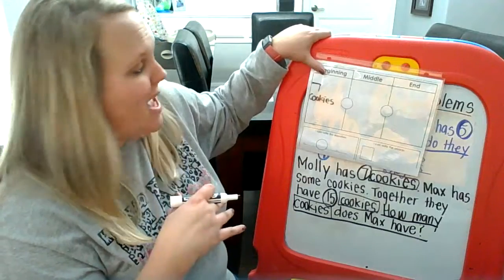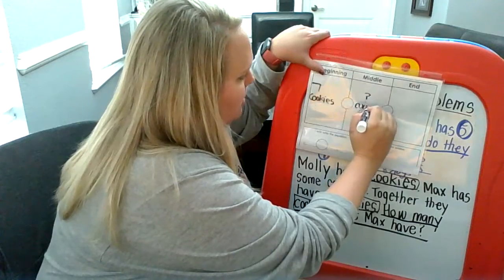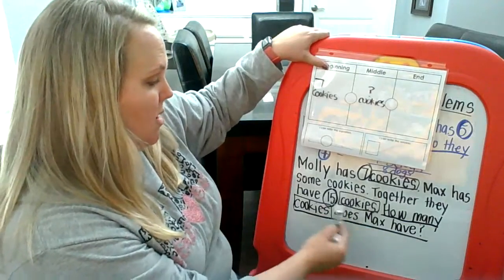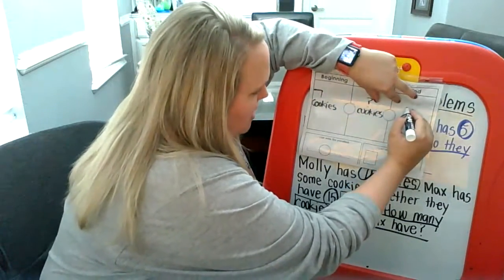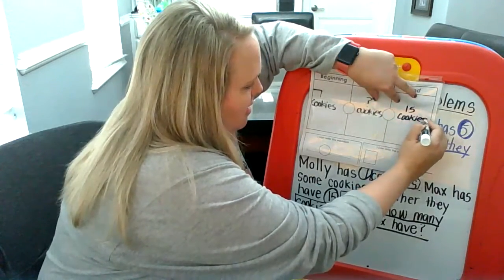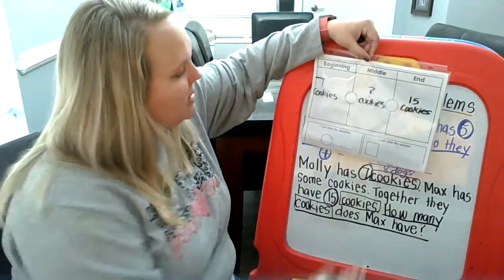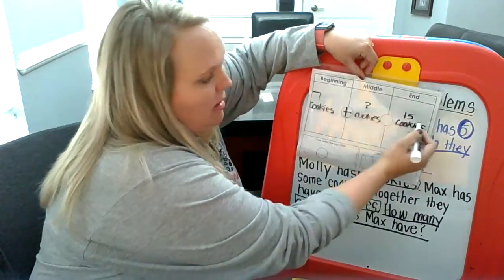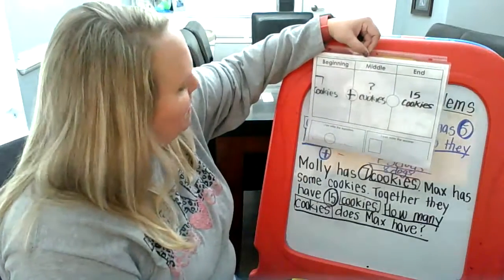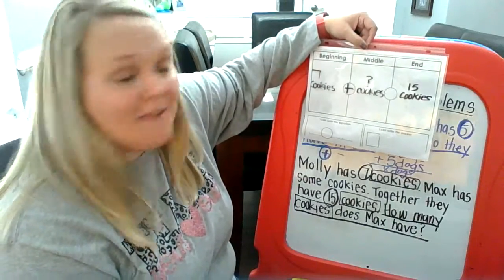Do we know how many cookies Max has? No. So some cookies, we're going to draw a question mark and put cookies. So we don't know how many. But we know at the end of the story, they have 15 cookies. So we already know how many is at the end of the story. We have to figure out the beginning, okay? So we are going to be adding, because look, that number got bigger. 7 plus what equals 15? And I like to encourage my friends to start at 7 and to count up to 15.